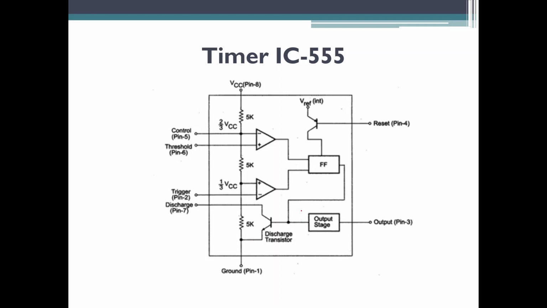At the input of this op-amp, you can see three resistors connected which are of 5 kilo ohm. These resistors basically work as a voltage divider circuit, which helps in setting the voltage to the comparators at 2 by 3 VCC and 1 by 3 VCC. 2 by 3 VCC at the inverting pin of the upper comparator and 1 by 3 VCC at the non-inverting pin of the lower comparator.